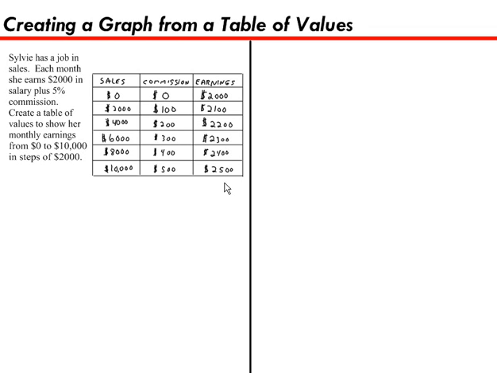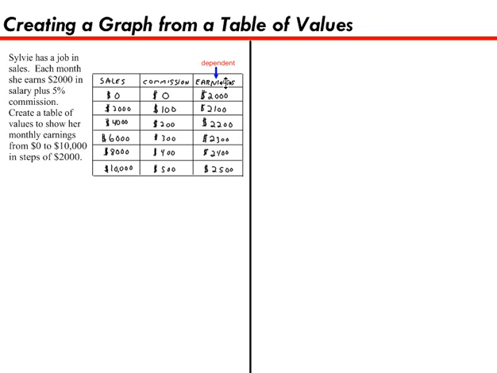What we'll attempt to do now is create a graph that shows the relationship between her sales and her monthly earnings. Before we dive right in, we just need to go over a little bit of terminology. Her monthly earnings are dependent on how much she sells in the store. If she sells nothing, she earns $2,000, but if she sells a lot, $10,000, she earns $500 more, $2,500. So earnings is what's called a dependent variable, again, because her earnings are dependent on her sales. Dependent variables go on the vertical axis on a graph. They're the up and down axis on a graph.